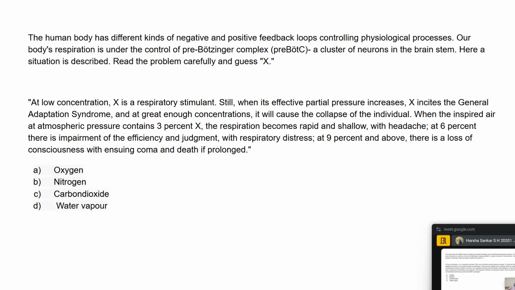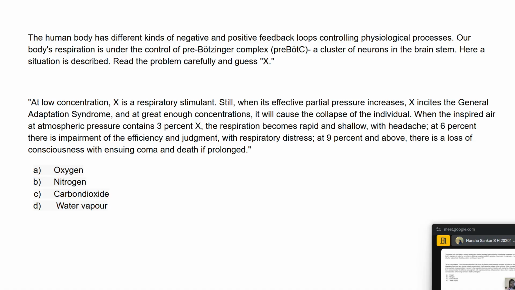Still, when its effective partial pressure increases, X incites the general adaptation syndrome, and at great enough concentration, it will cause the collapse of the individual. When the inspired air at atmospheric pressure contains 3% X, the respiration becomes rapid and shallow with headache. At 6%, there is impairment of efficiency and judgment with respiratory distress. At 9% and above, there is a loss of consciousness with ensuing coma and death if prolonged.